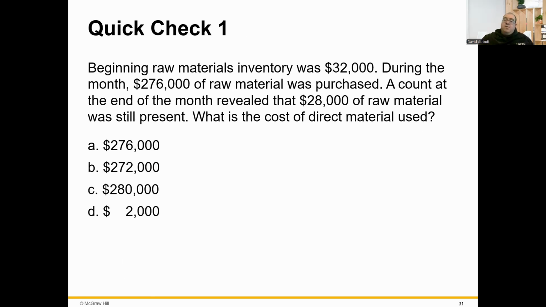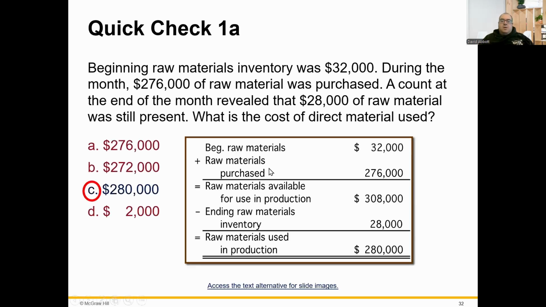So we'll go ahead and do a quick check. Beginning raw materials inventory was 32,000. During the month, 276,000 of raw material was purchased. A count at the end of the month revealed that 28,000 of raw material was still present. What would be the cost of the raw materials used? And so for that, it would be C.